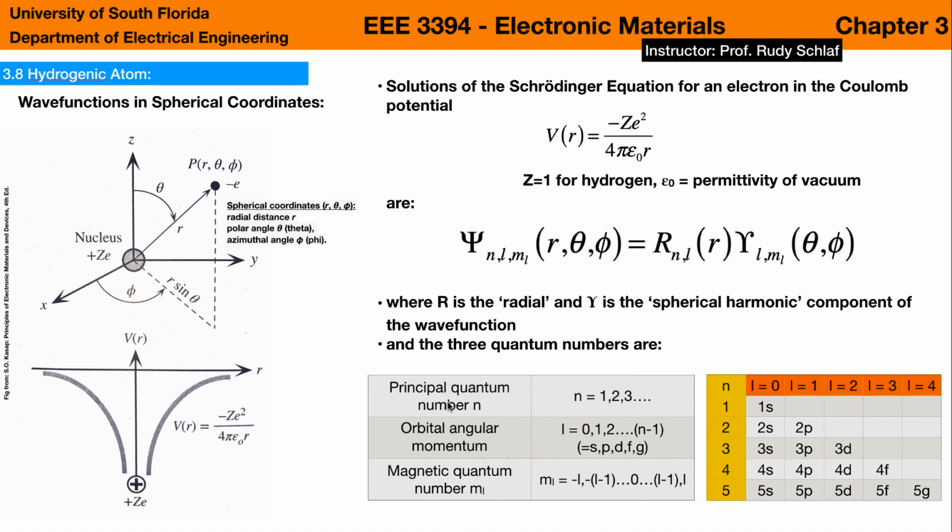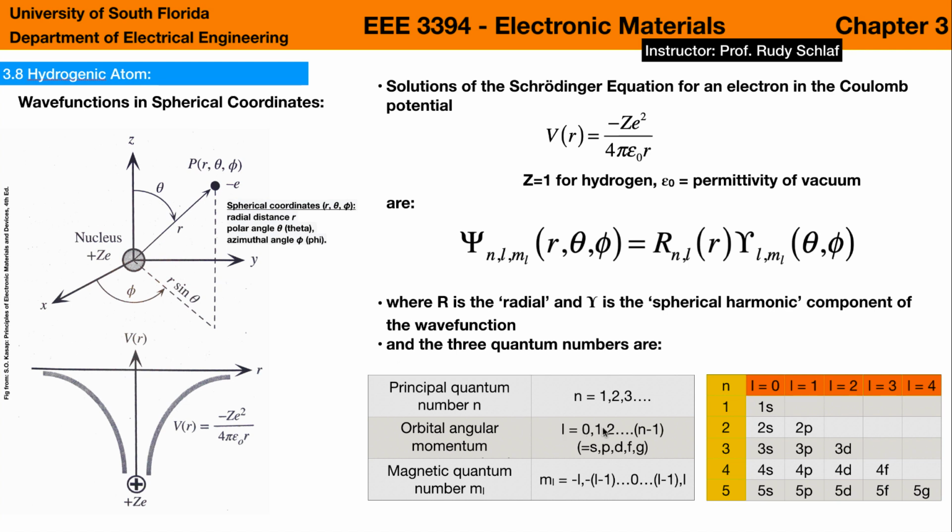We have the principal quantum number n. That's very similar to the n that we encountered already in the potential wells. It essentially defines the distance from the nucleus. The other two quantum numbers, the orbital angular momentum quantum number and the magnetic quantum number, they determine where the electron is spatially around the nucleus.